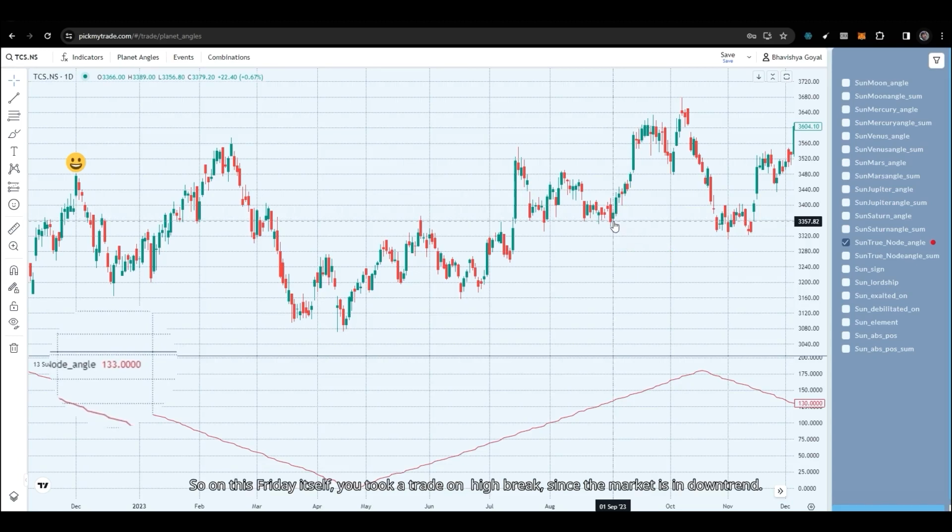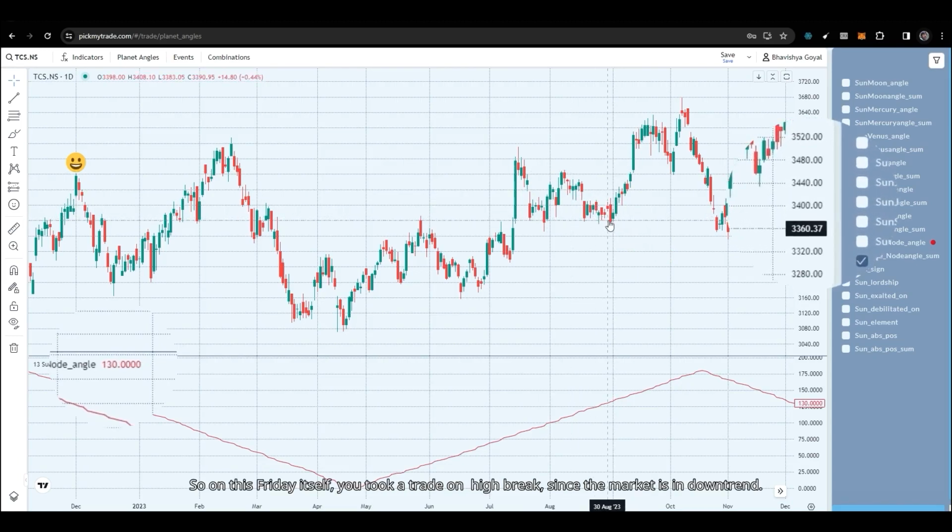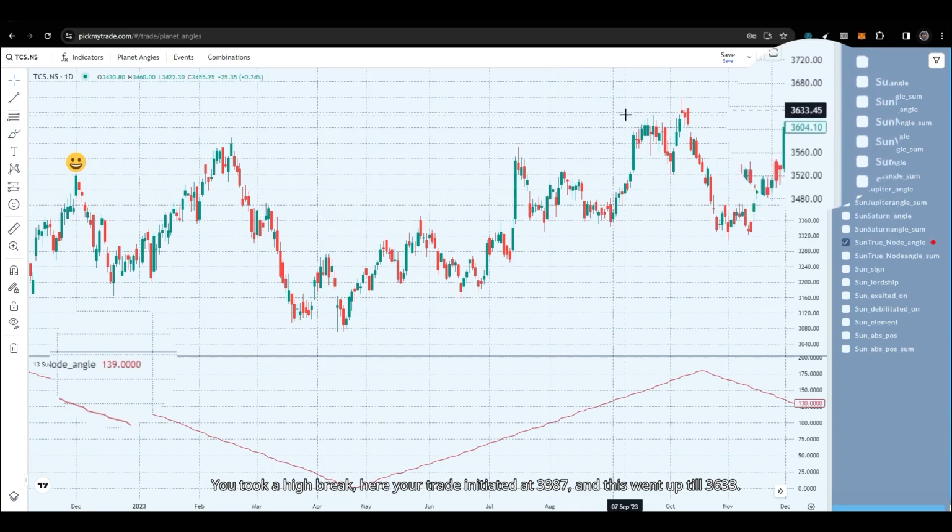So on this Friday itself, you took a trade on high break, since the market is in downtrend. You took a high break, here your trade initiated at 33.87, and this went up till 36.33. Means you would have got a profit of 300 points.